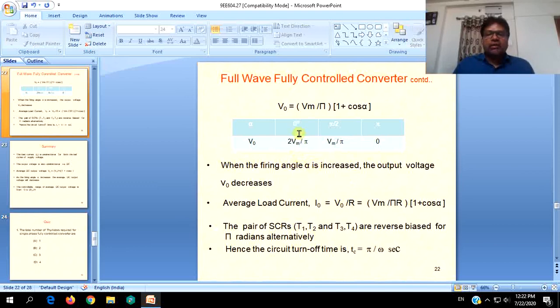When the firing angle alpha is increased, the output voltage V0 decreases. Average load current is V0 by R, simply Vm by pi R into 1 plus cos alpha.